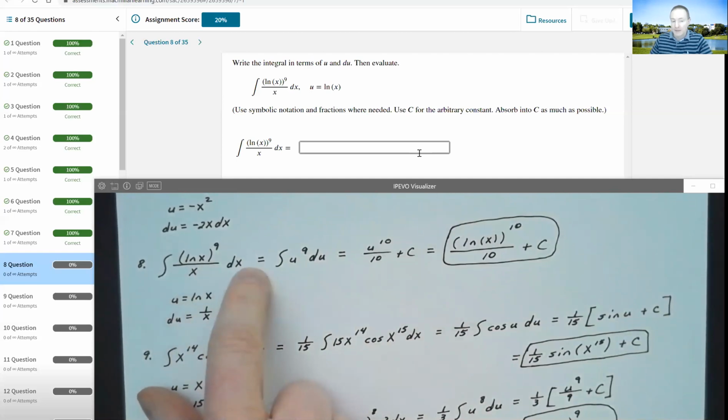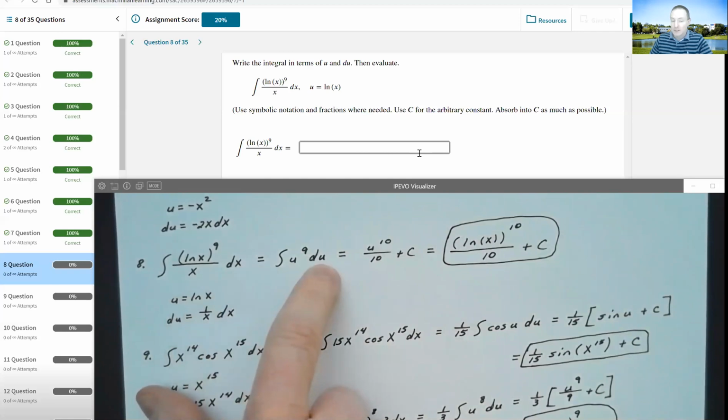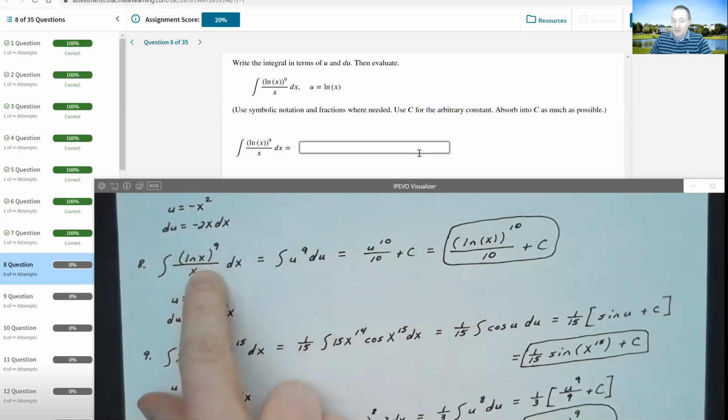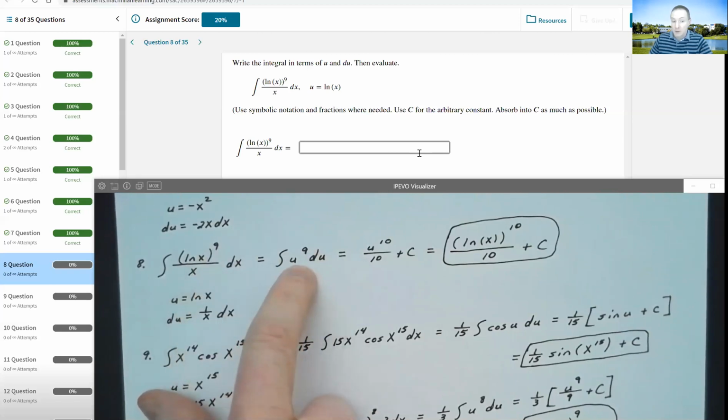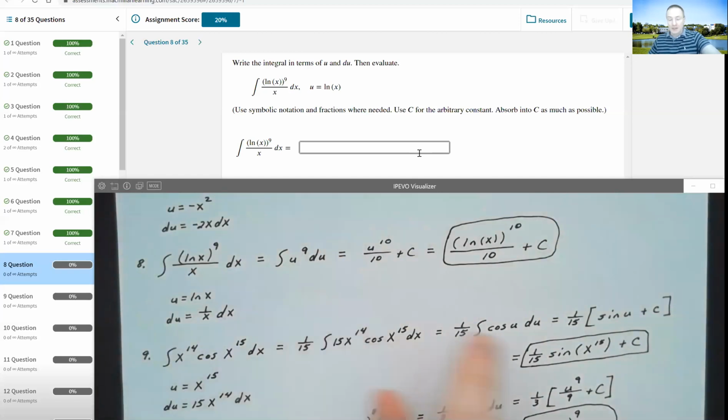1 over x dx is already there. That's going to become du. When it does, your denominator cancels out. So this numerator, natural log of x to the 9th, just becomes u to the 9th. Now it's just power rule. We'll get u to the 10th over 10 plus the constant of integration. And then when you back substitute, we know u is just the natural log of x.